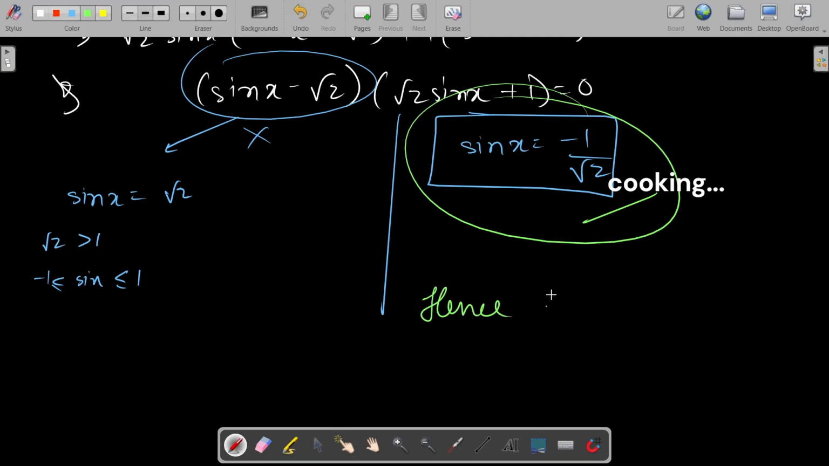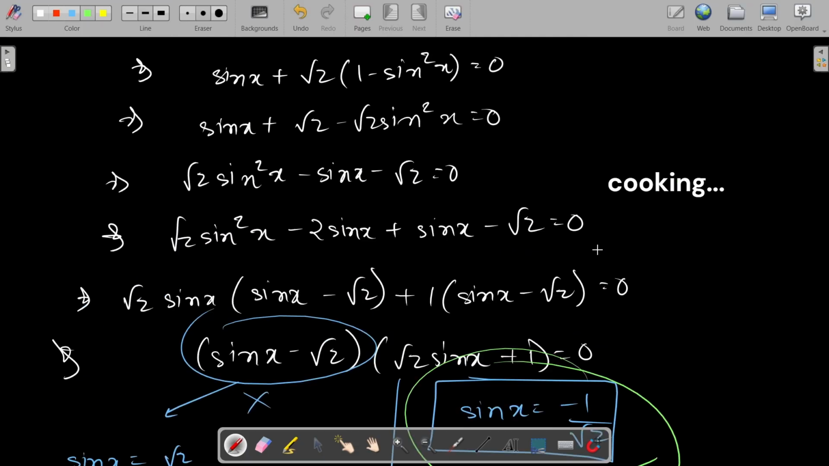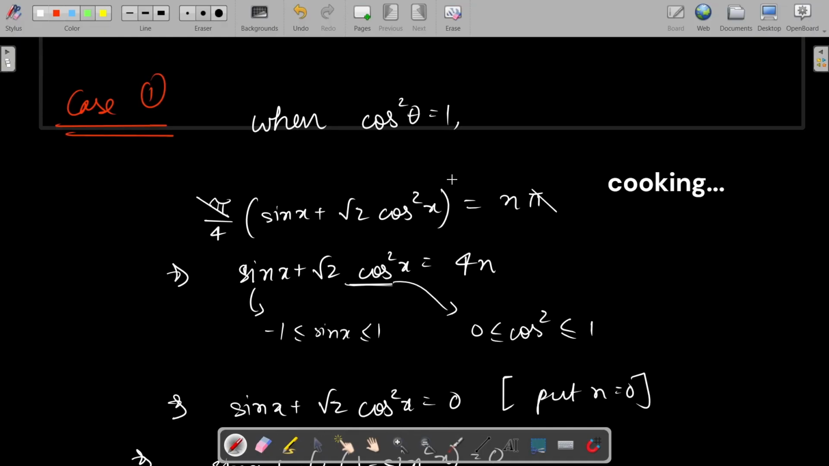Hence solved. So it was a pretty easy question, honestly. Hope you understood it.